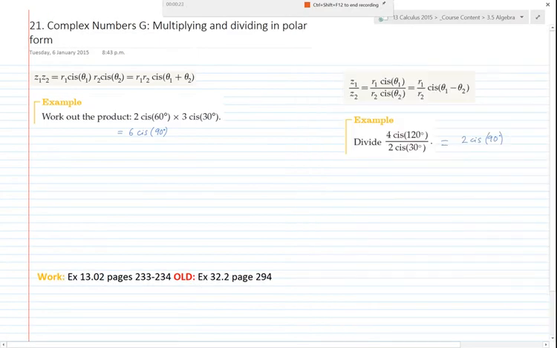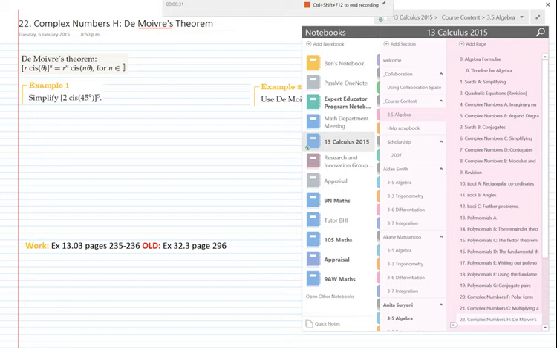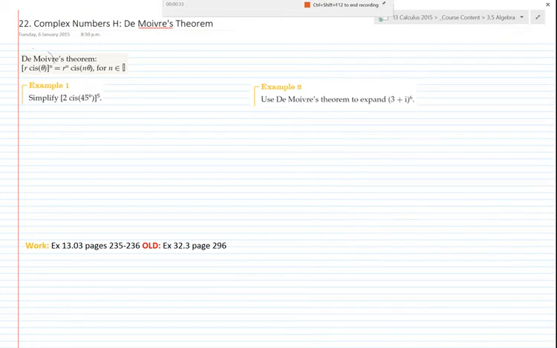So in the last video we looked at the multiplying rules, and we found that when we multiply, we just multiply the moduli together. And with de Moivre's theorem, it's simply saying if you've got a complex number to a power, then you just take the power of the modulus and multiply the argument by the number of that power. And that's for any number that's an integer.